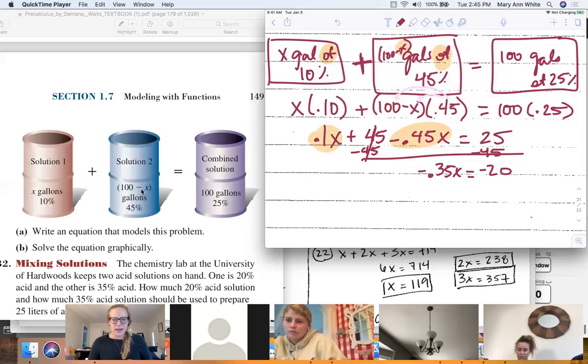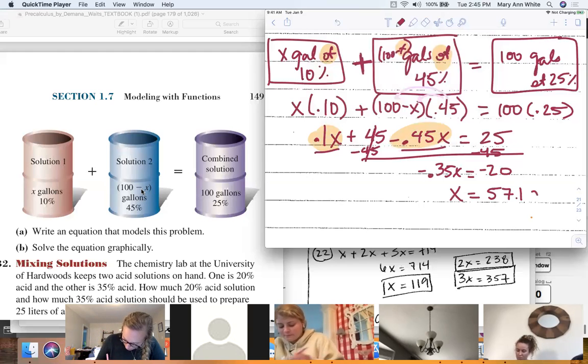We might be like, ooh, yikes, why do we have two negatives? Well, don't worry. When we divide by a negative, then I get a positive. I added those two together. I moved my 45 to the other side, and now I'm going to get x equals, and this is not a nice, pretty number. I get 57.1 gallons.